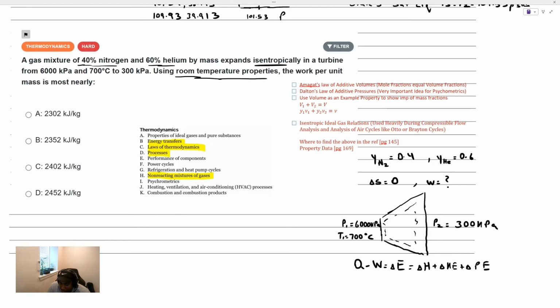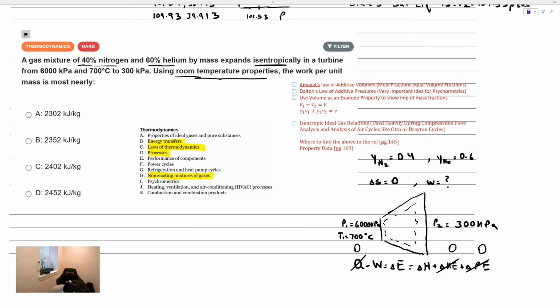We're going to be using enthalpy changes. We're not given any speeds, so we're going to neglect kinetic energy changes, and no heights, no dimensions are given. We're going to neglect potential energy changes. And we know that this is an isentropic process. Isentropic means adiabatic and reversible. Adiabatic means zero heat transfer.